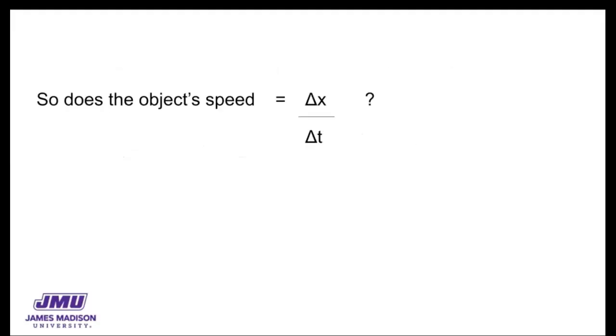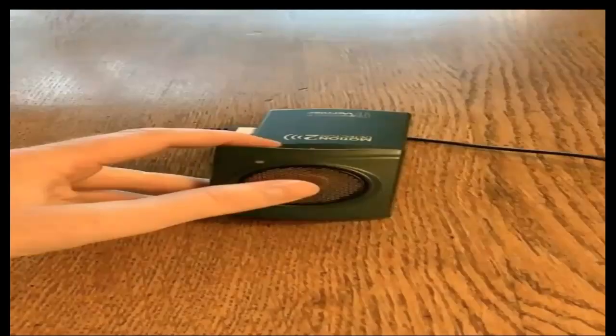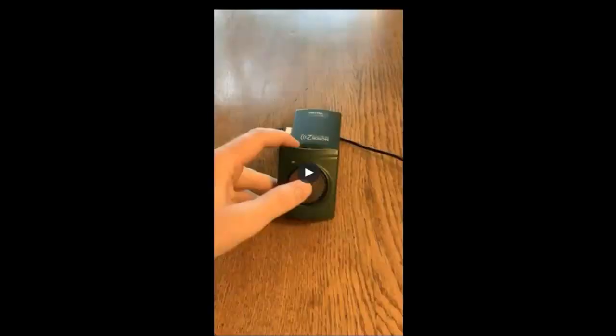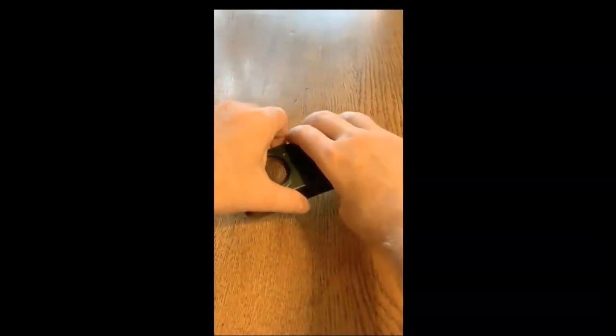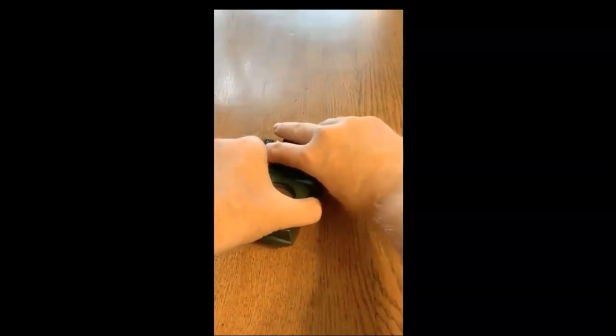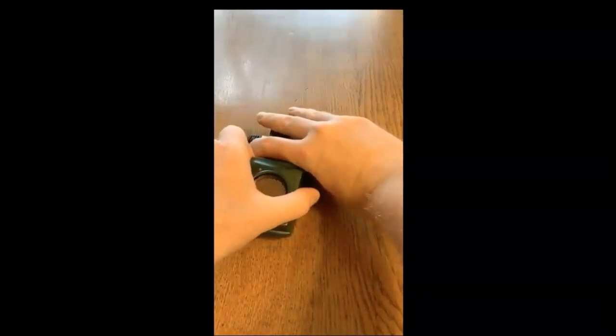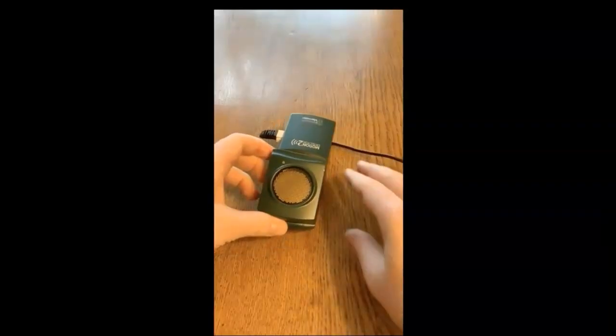So is the object's speed the slope of the graph, delta x over delta t? Slightly more complicated than that. Let's talk about why. This is a piece of lab equipment that is called a motion sensor, and I have this video here. It's accidentally slow motion, but I think it'll be fine. The way this thing operates is on echolocation. You point this thing at something and it tells you how far away it is.